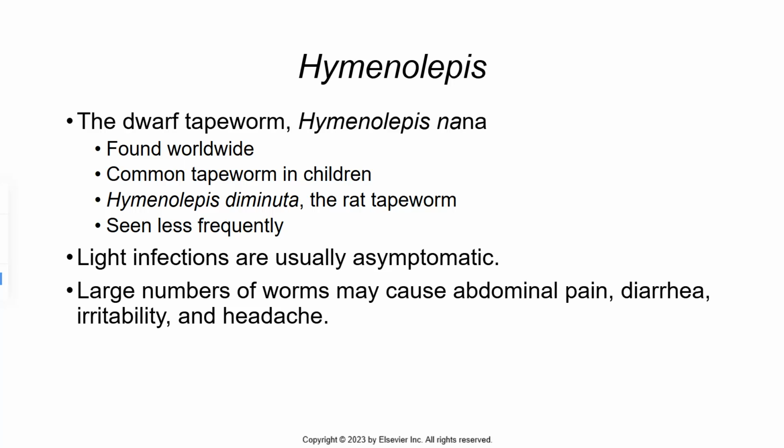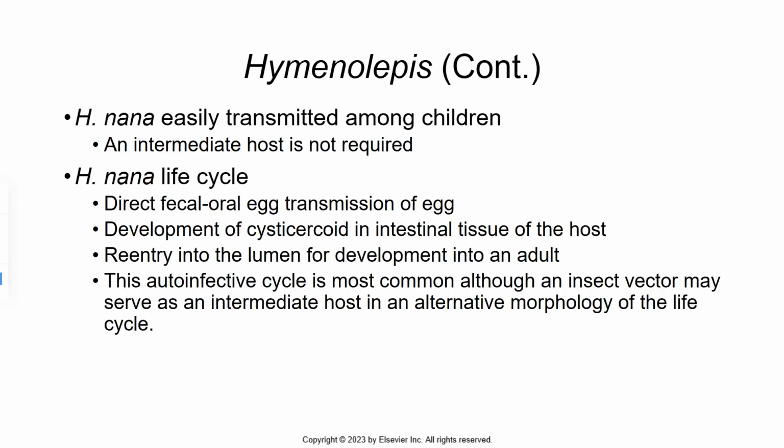Hymenolepis. So Hymenolepis, the dwarf tapeworm, is Hymenolepis nana. It's found worldwide. It's a common tapeworm in children. Hymenolepis diminuta is the rat tapeworm, and this one is seen a little less frequently. Infections are usually asymptomatic. Large numbers of worms may cause abdominal pain, diarrhea, irritability, and headache. H. nana is easily transmitted amongst children, and an intermediate host is not required.